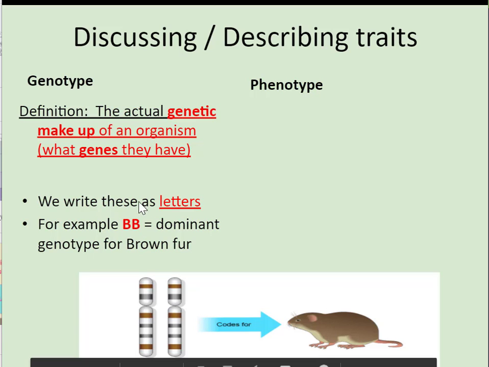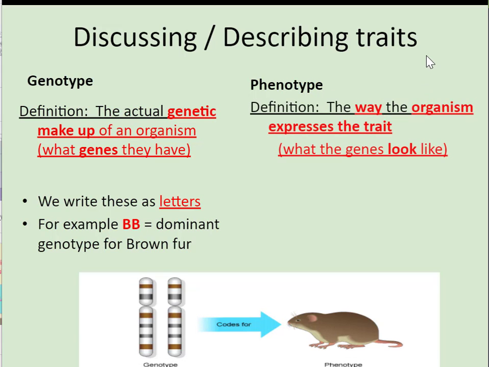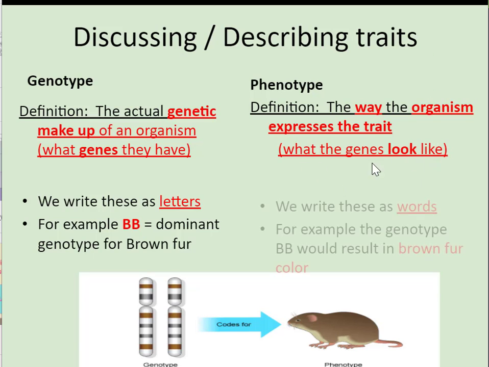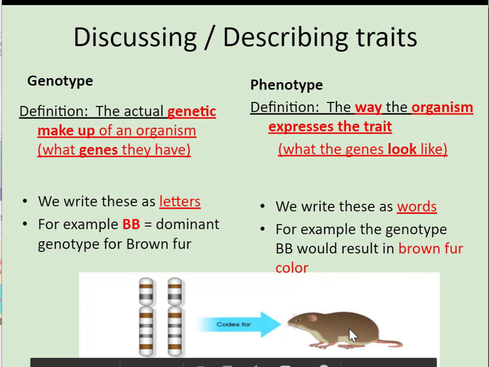So these letters do play a part, but what we focus more on is the phenotype of these traits, and that means the way the organism expresses that trait, or what the genes actually look like. So for these, we write them out as words, and then in that example, we would say brown fur color. So again, I would then look at that mouse and say, oh, look at that mouse has brown fur color. Makes a little bit more sense.